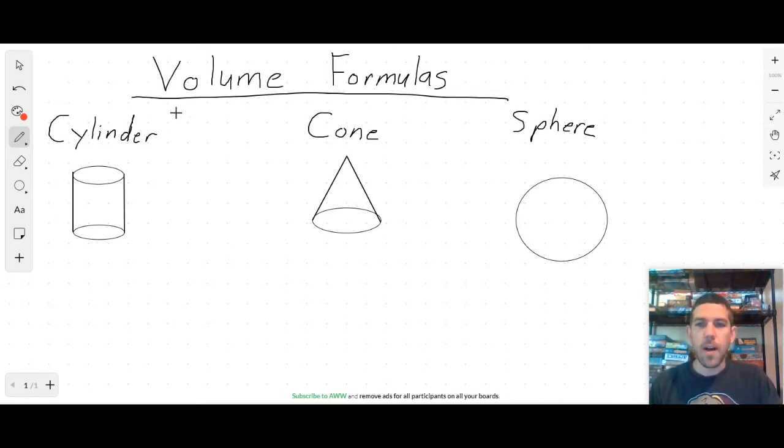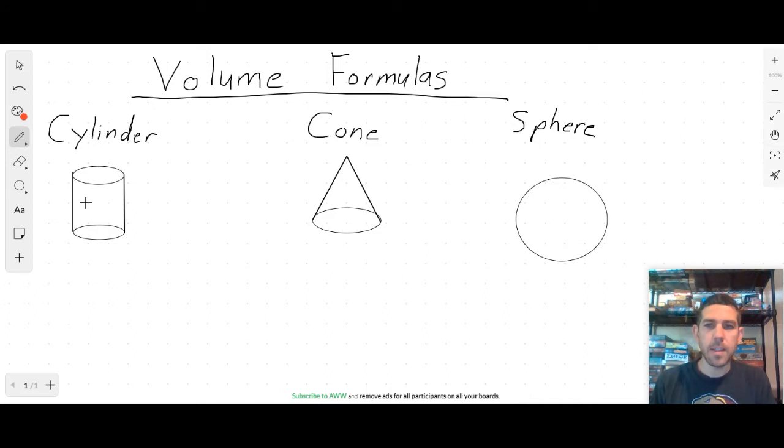Today we're going to talk about volume formulas for 3D figures. Volume is just the measurement of the amount of space inside of an object. We're going to look at three different figures here, the cylinder, the cone, and the sphere, and see if we can figure out what's inside of the cylinder.